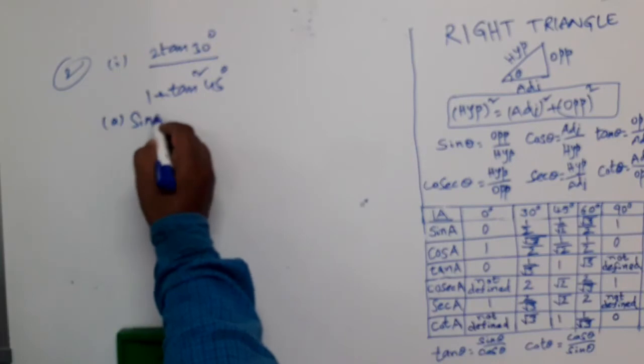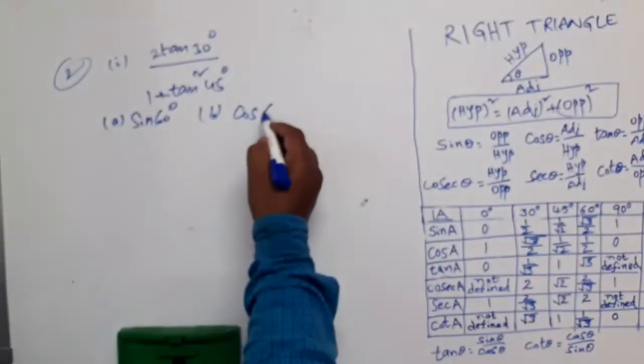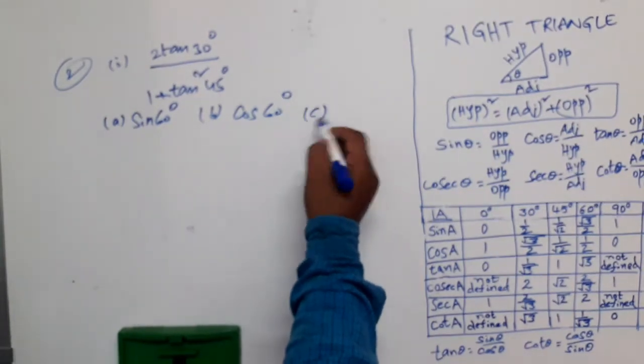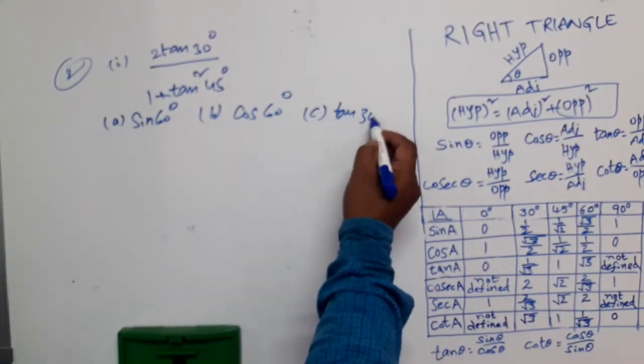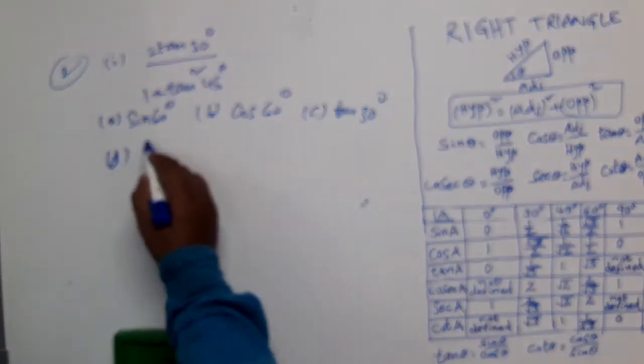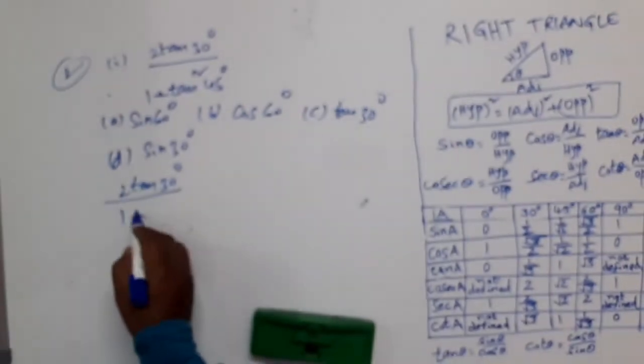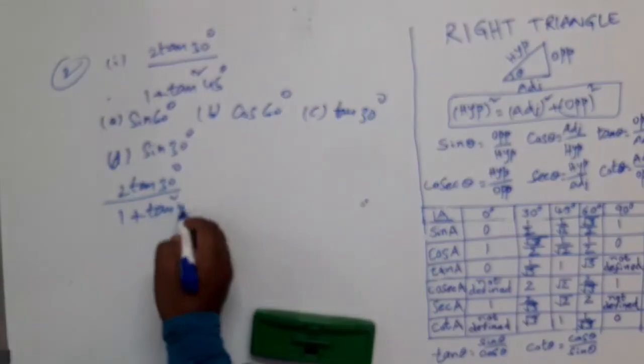Option A, sin 60 degrees. Option B, cos 60 degrees. Option C, tan 30 degrees. Option D, sin 30 degrees. Anyway, let us simplify the given expression: 2 tan 30 degrees divided by 1 plus tan square 45 degrees.